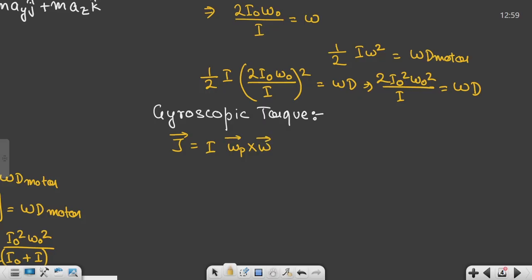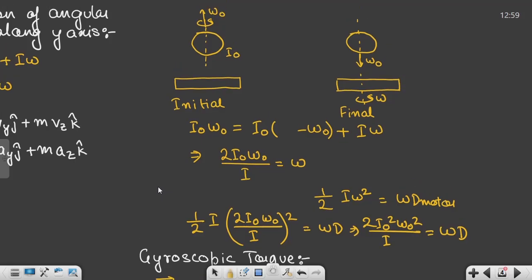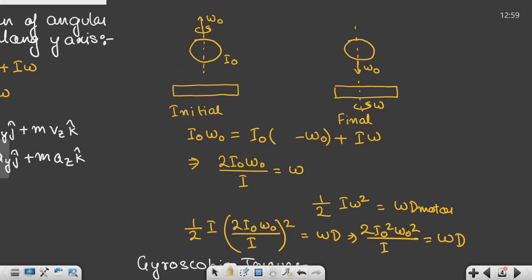And the angle between omega P and omega is nothing but, see, omega P is in this direction. Okay. Angular velocity of precession, because the torque is being applied in this direction. And omega naught is in upward direction. The angle between omega P and omega is 90, so sine 90. Okay. And wait a minute. Angular velocity of precession and angular velocity of rotation.